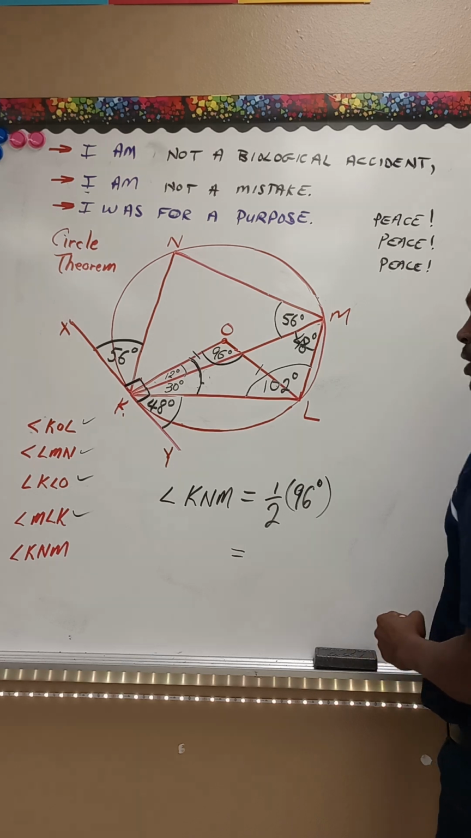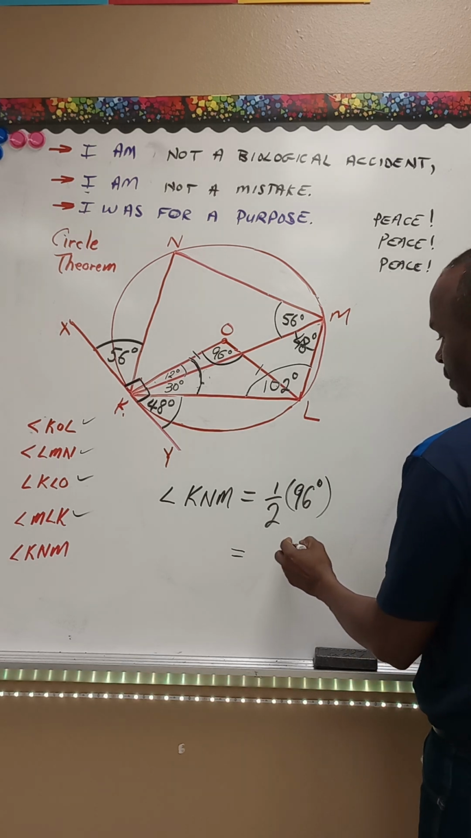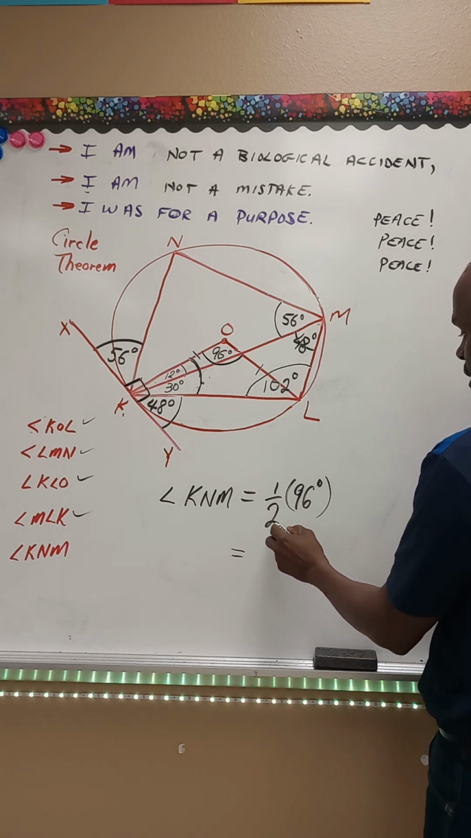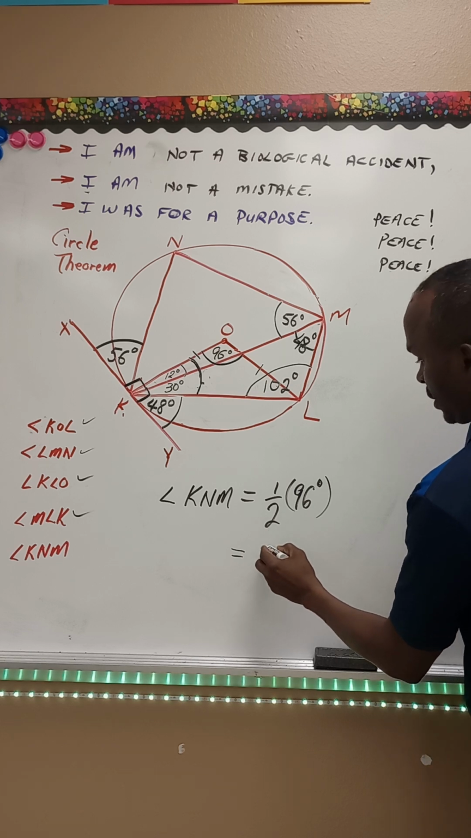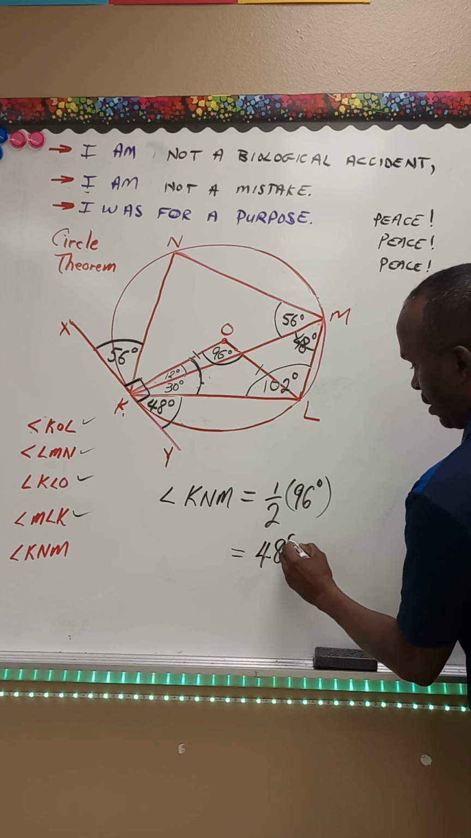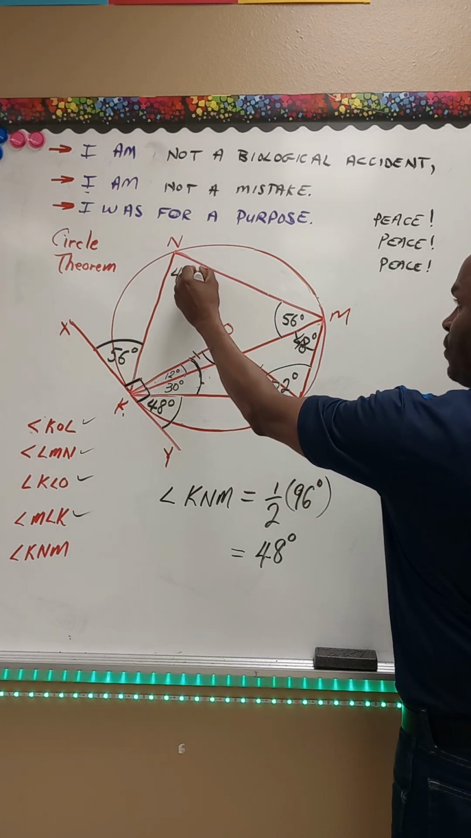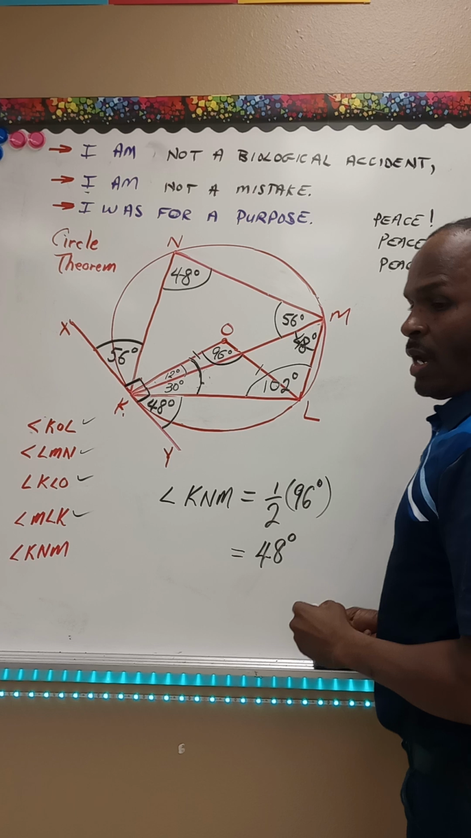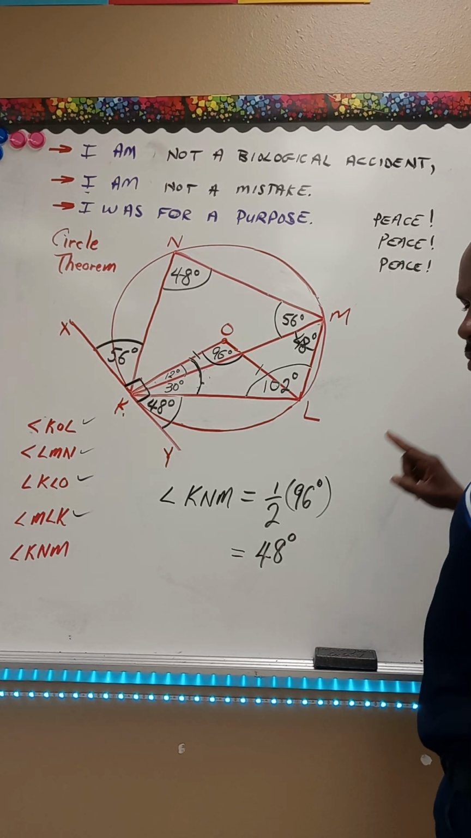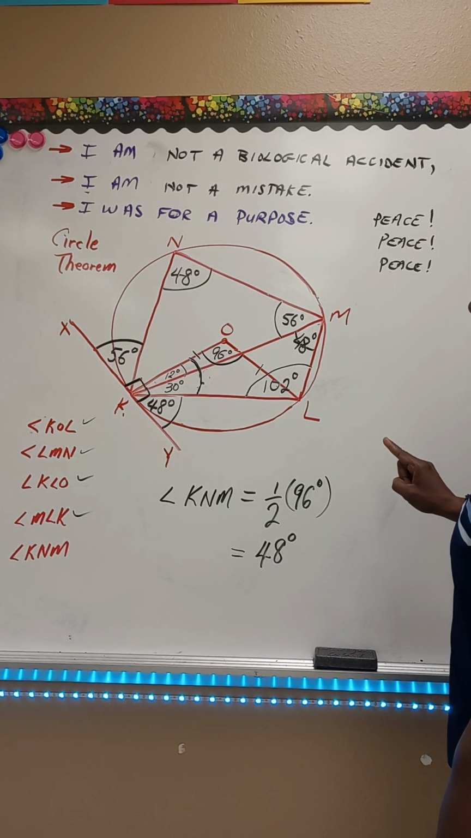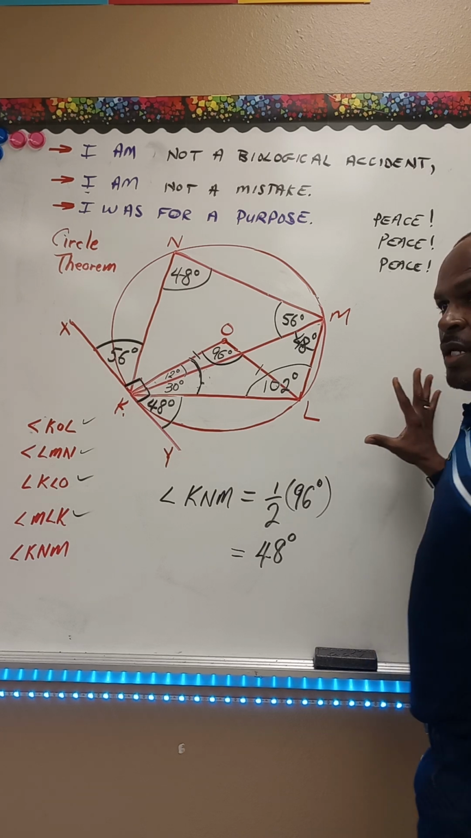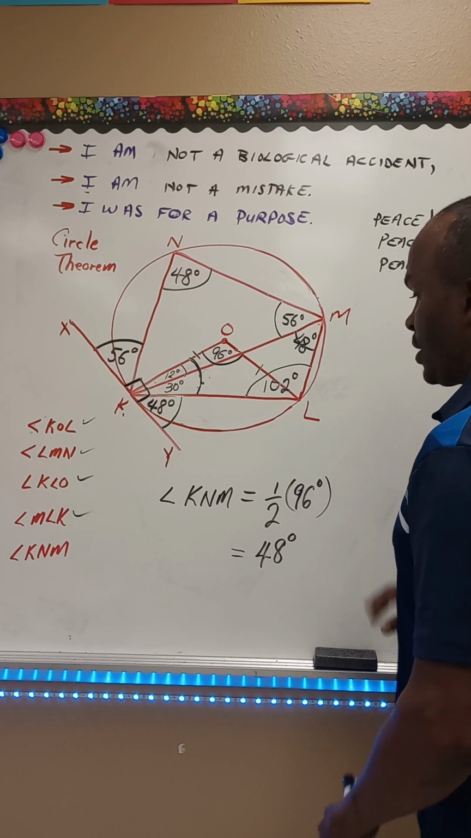And half of 96 is what? 48, and 48 is 96. And this angle here is 48 degrees. This diagram has not been drawn to scale. I even attempted to sketch it freehand without using any kind of scale drawing.